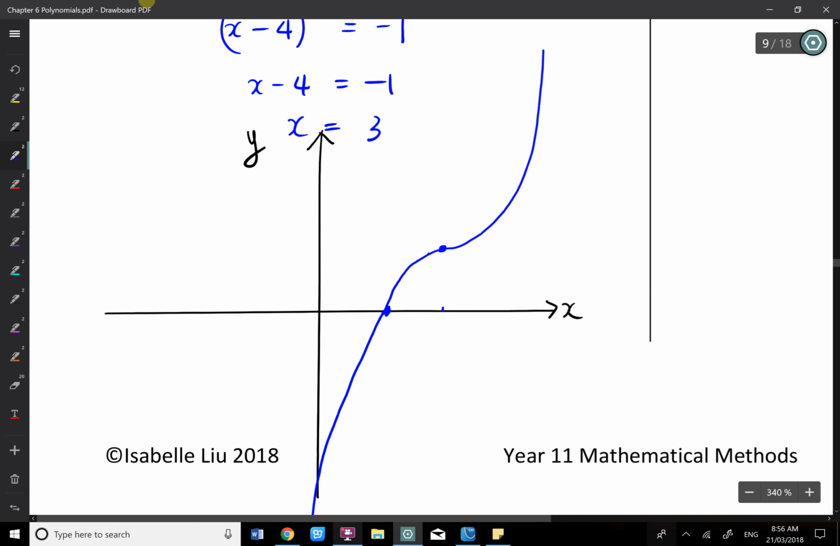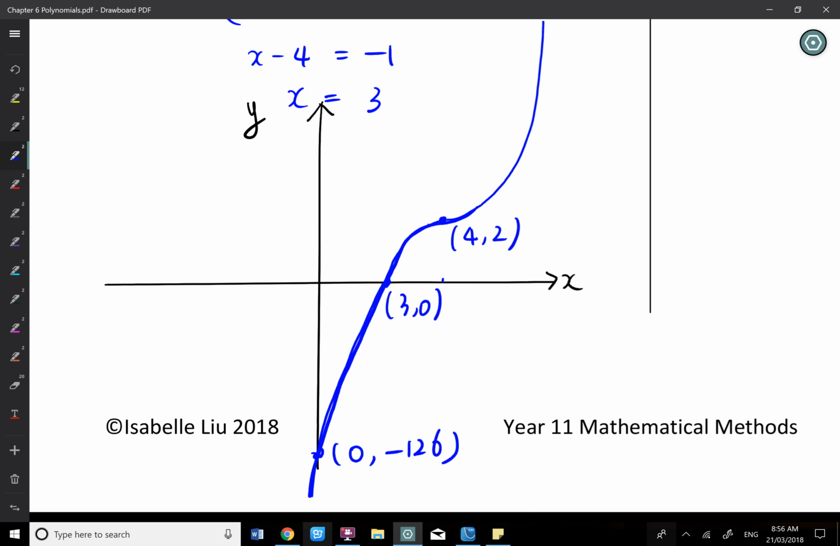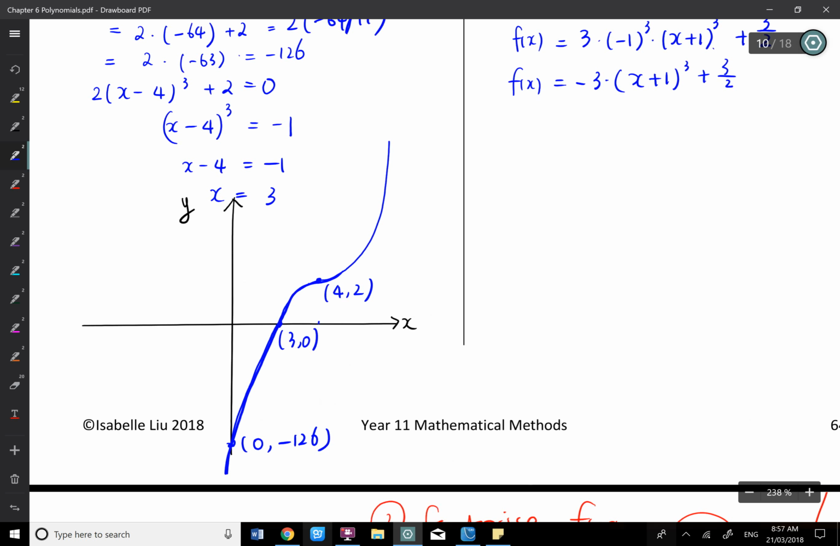Well, I can't really sketch it beautifully because it's too negative, it's a very steep graph. With stationary point of inflection at (4, 2) and (3, 0), and this point is (0, -126). Well, I can't draw it to scale, it's too negative. Any questions? Okay.